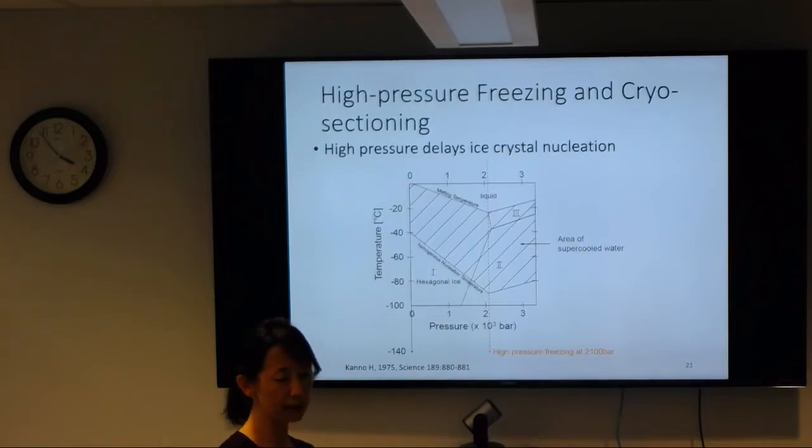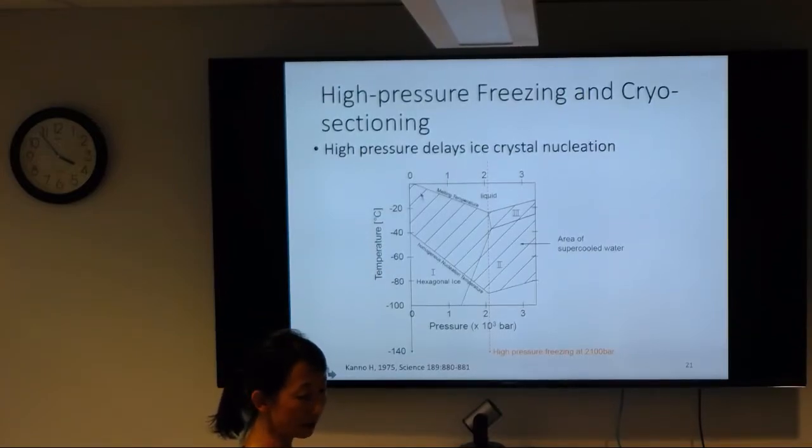So this is the physics. Basically, from this diagram, you can see the phase of water depends on temperature and pressure. So when you apply higher pressure, the ice crystal nucleation temperature drops.